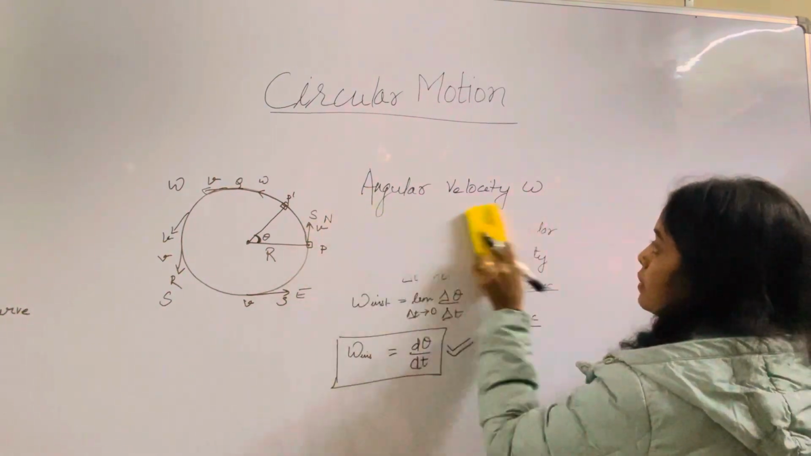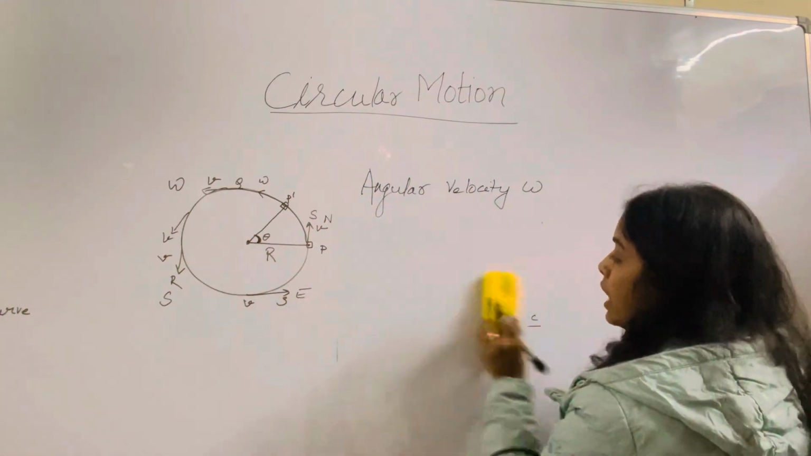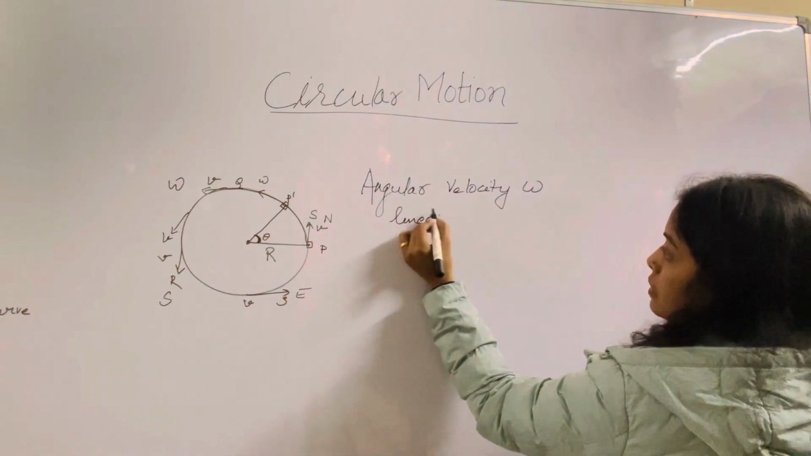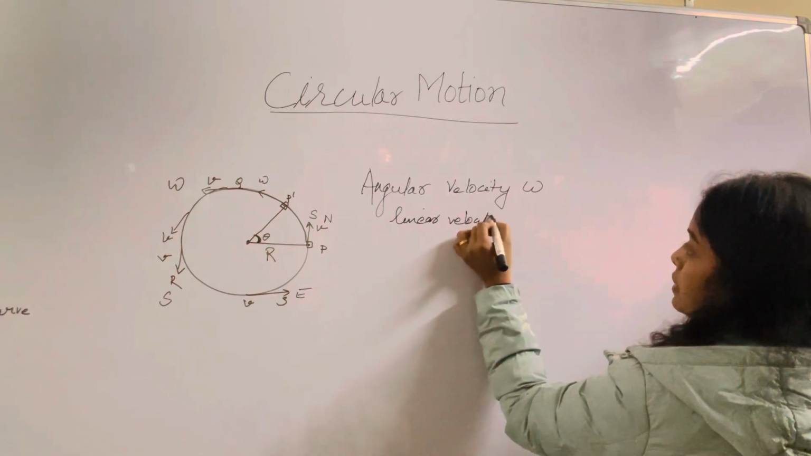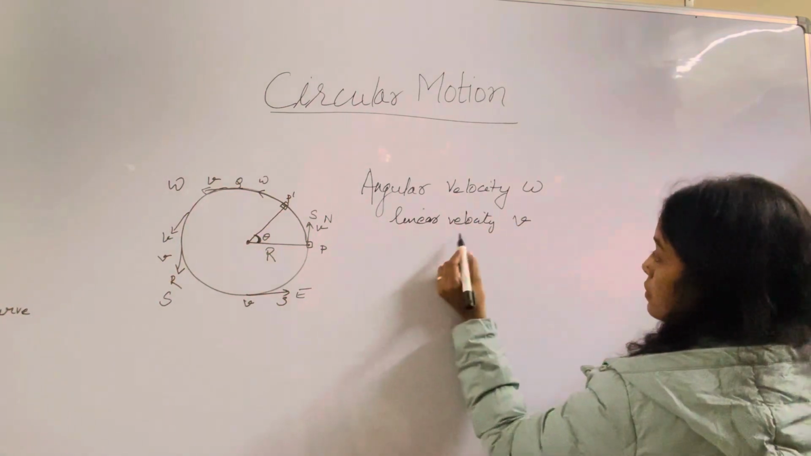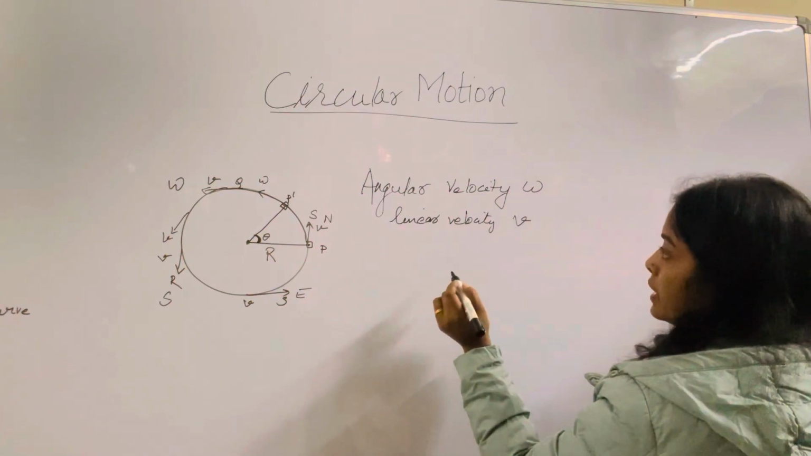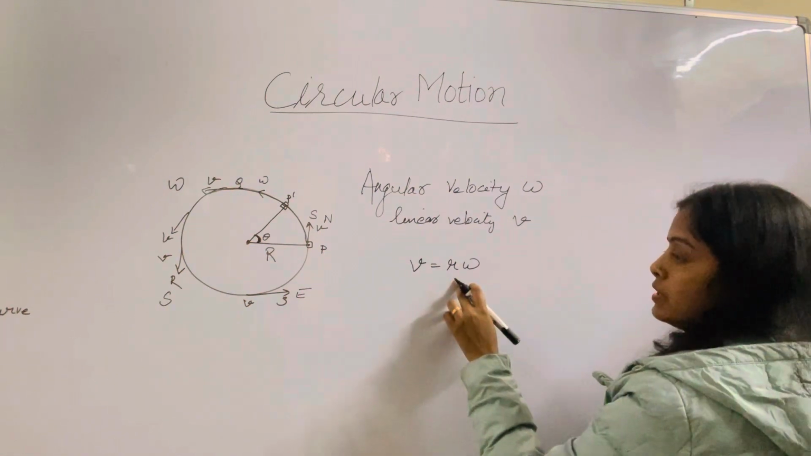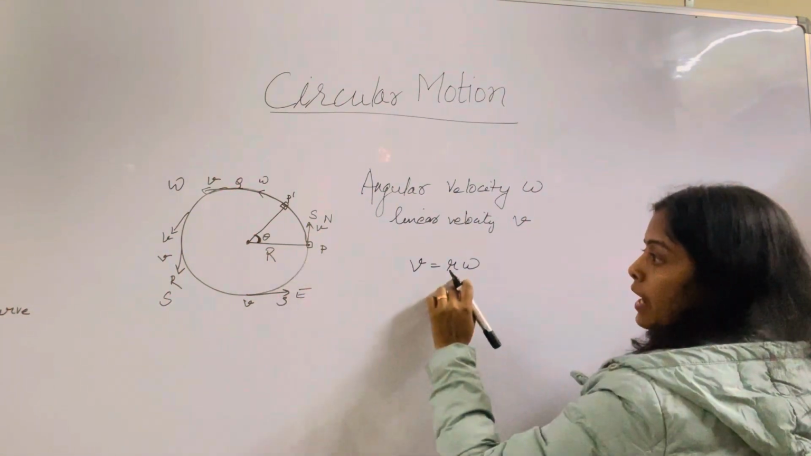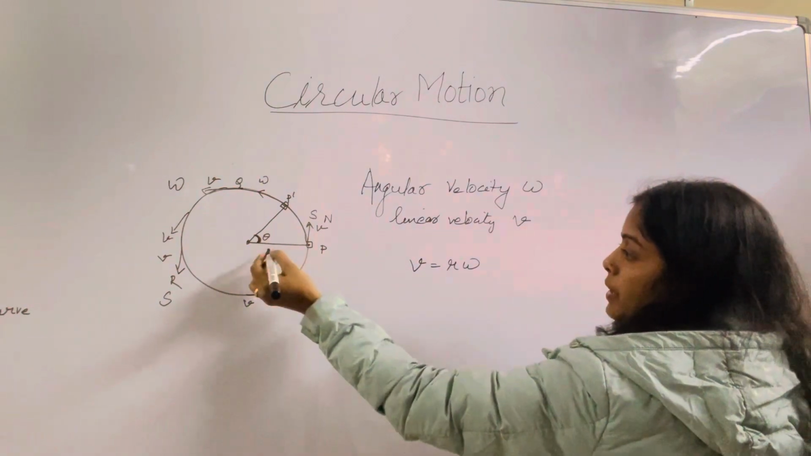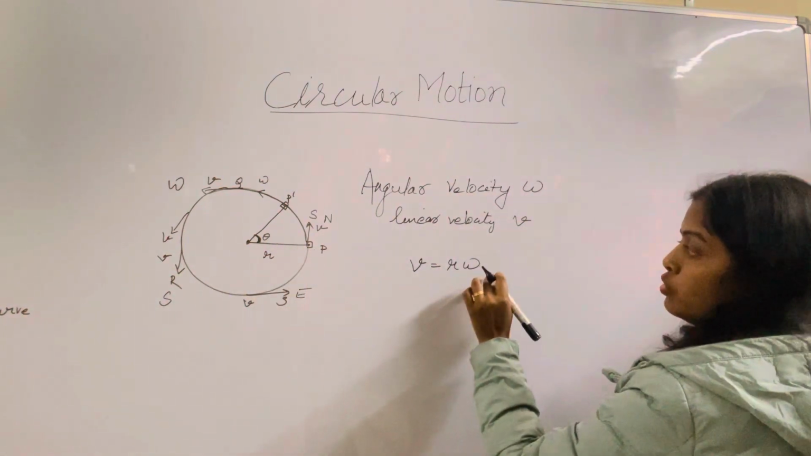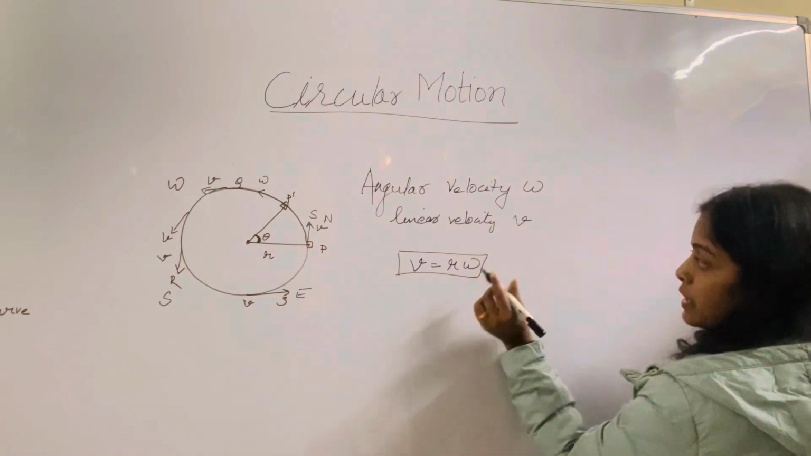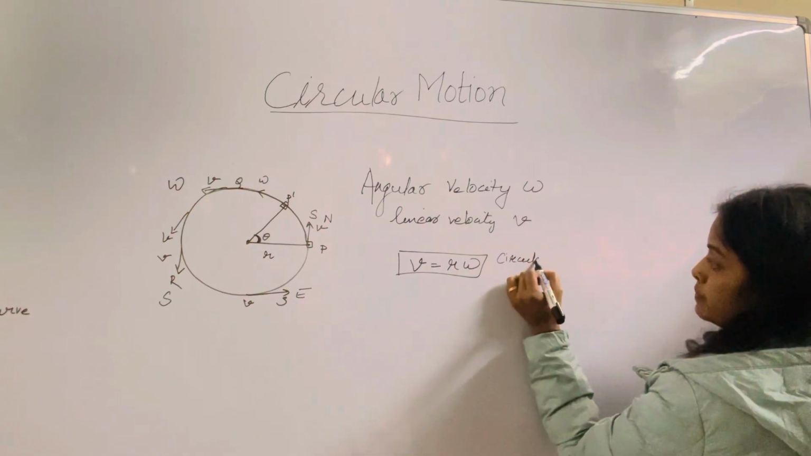Okay, so we have a relation between the angular as well as linear velocity. Linear velocity is denoted by v, and the relation between v and r comes from v is equal to r omega. If it moves with velocity v in a circular path of radius r and angular velocity omega, this is the relation: v equal to r omega. This relation is valid only in circular motion.